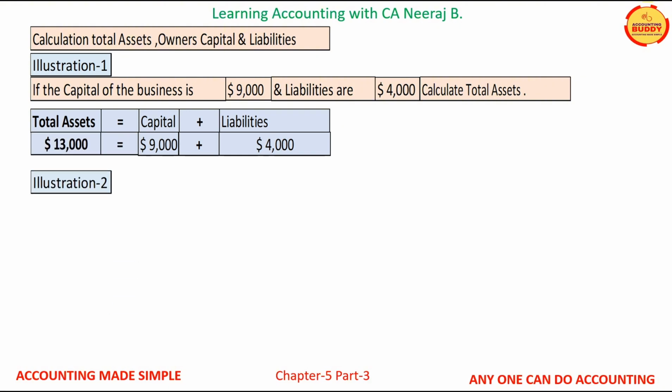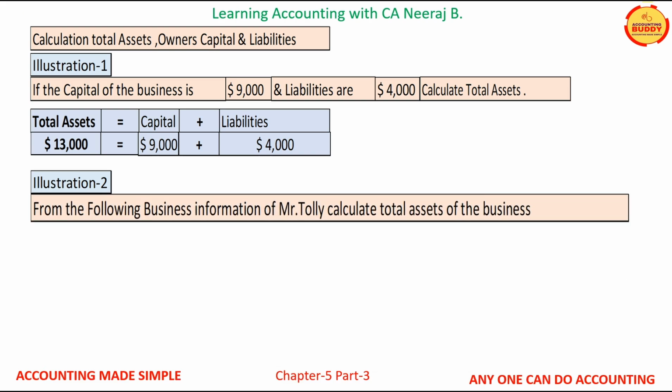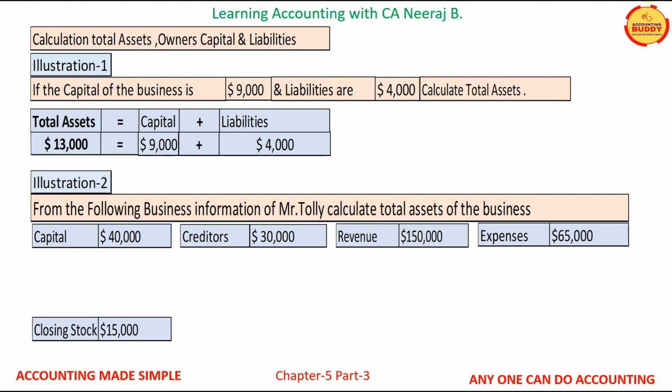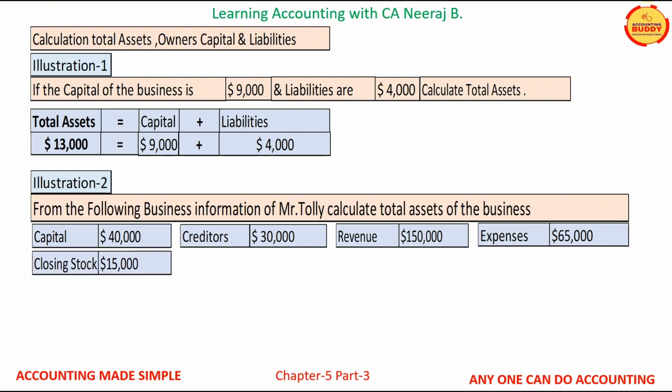Let us now discuss illustration number 2. From the following information of Mr. Tooley, calculate the total assets of the business. Given information is capital $40,000, creditors $30,000, revenue $150,000, expenses $65,000, and a closing stock of $15,000.